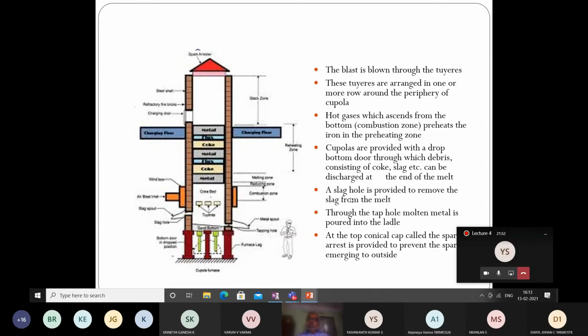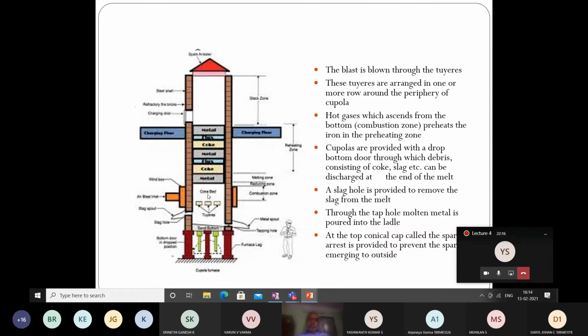And there are two holes in the bottom. One is called the slag hole. On the left hand side there is the slag hole. On the right hand side there is the tapping hole. So what is the difference between this tapping hole and the slag hole? Whenever you draw, very important, the slag hole should be at a higher level and the tapping hole should be at a lower level. You see, on the left side the slag hole is at a higher level and the tapping hole is at the lower level.